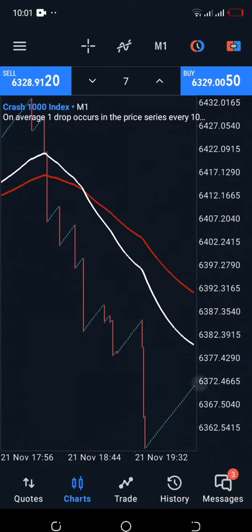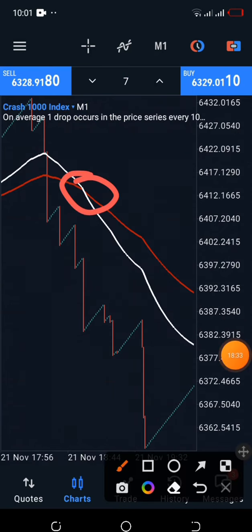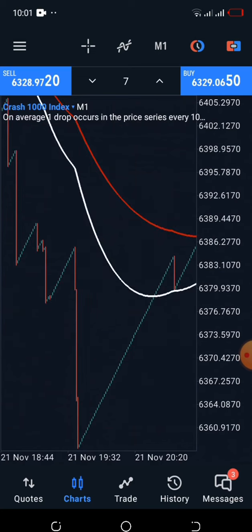Look at it. The first condition met: the two indicators crossing to the downside. And how do you know that this is a downtrend? Because the red is on top of the white. So we are going to wait.